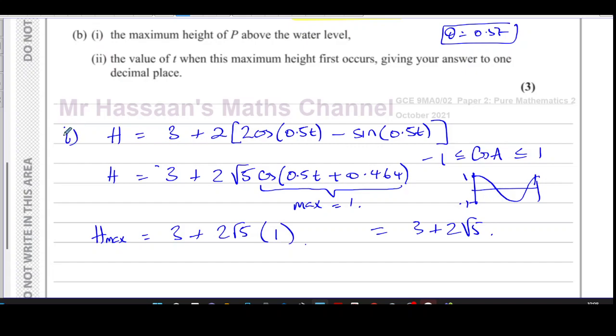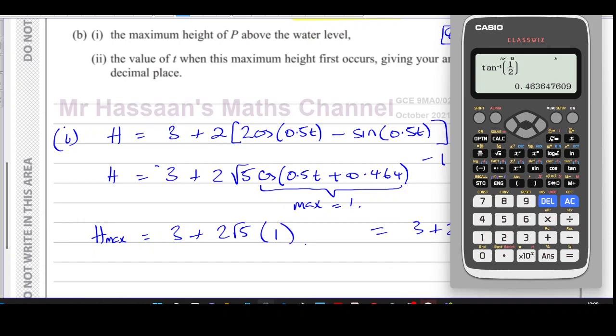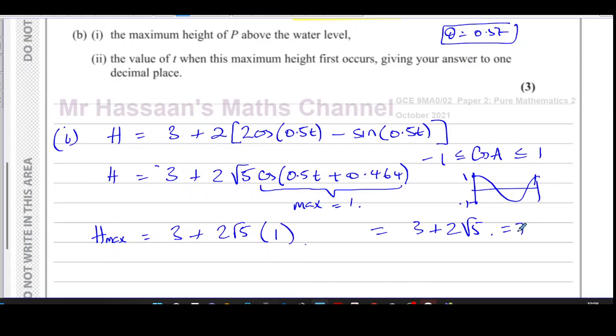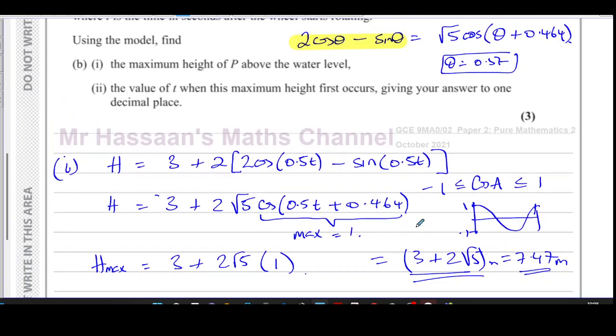This is part 1 of this question, B part 1. Leaving it like that would be fine. However, I'll write it to 3SF as well, because that's normally what we're asked to do for non-exact answers. So I'll write that as 7.47. Either of these two, in meters by the way, would be correct. So there's B part 1.